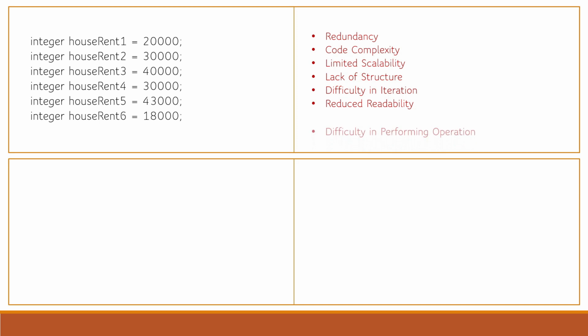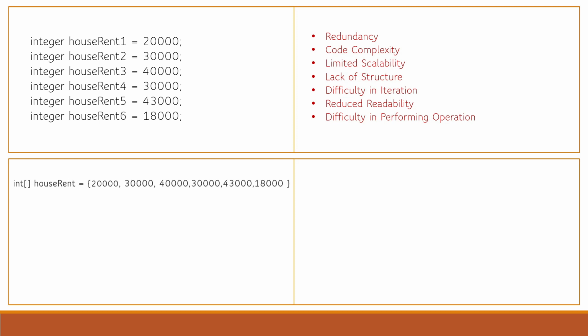So the most important thing, such as when you have to perform some operations, like sort, search, or filter. Without any data structure, you may need to implement these functionalities manually, resulting in additional development effort and potentially less optimized solutions. So let's convert these variables to a single array.